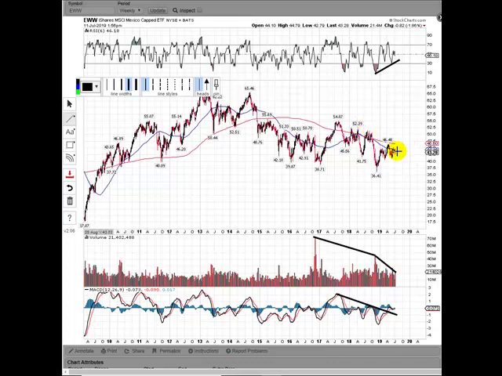So there are two hurdles that it needs to overcome. One is its 200-week moving average here at 46.60, and then the other is this declining line of resistance right here, which is 47.50 or so. So once it overcomes that, it could really take off.